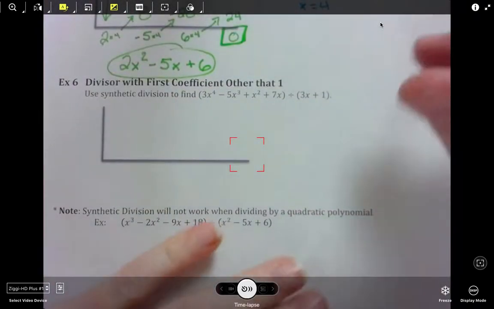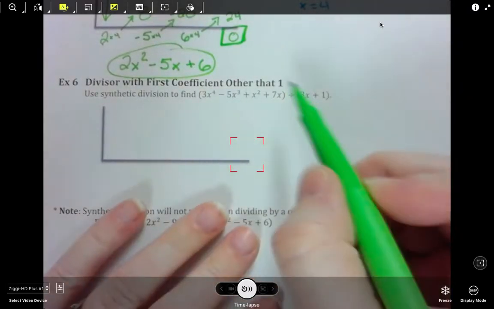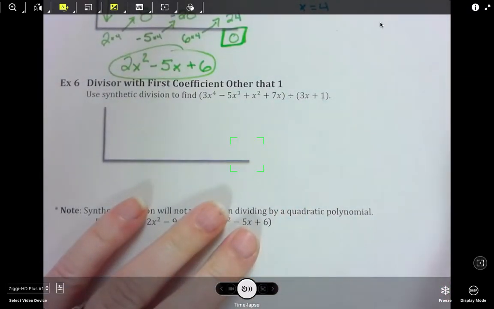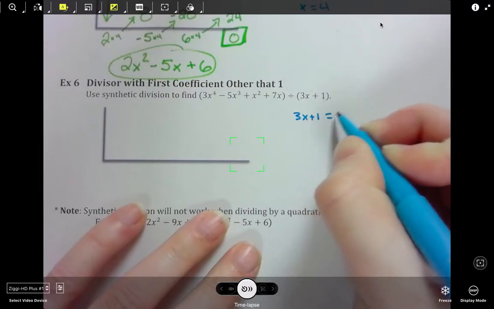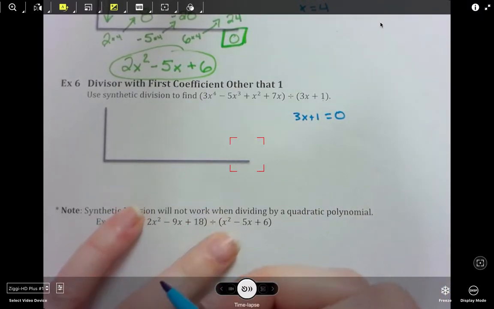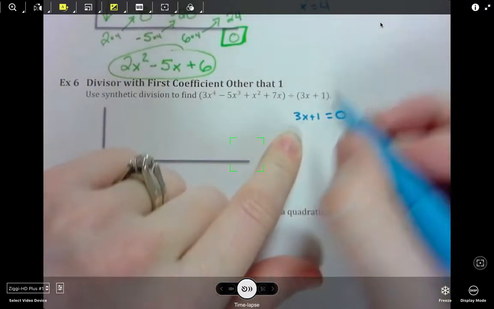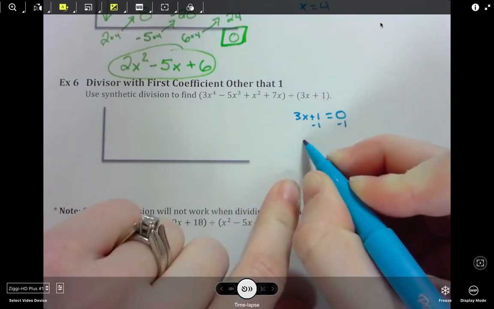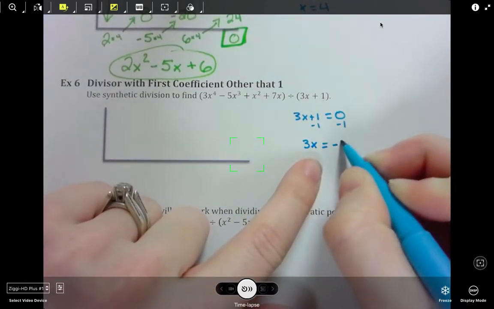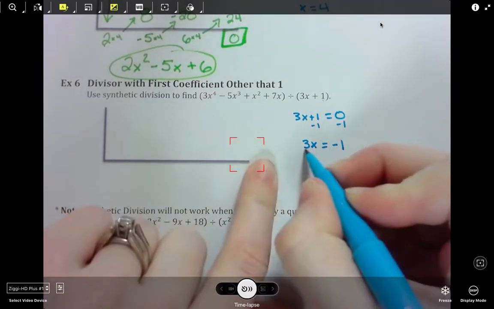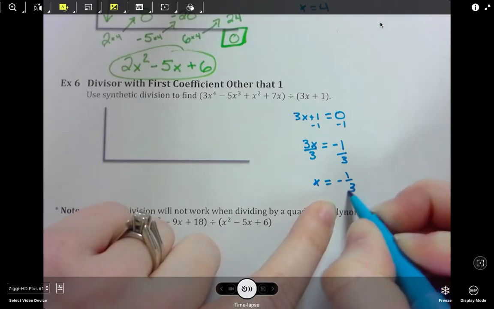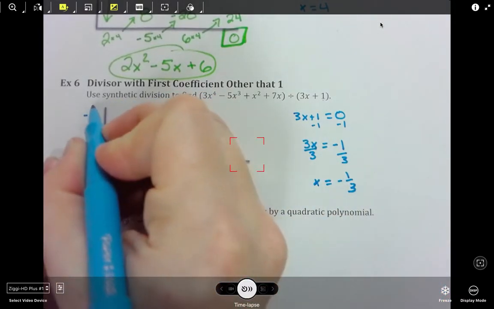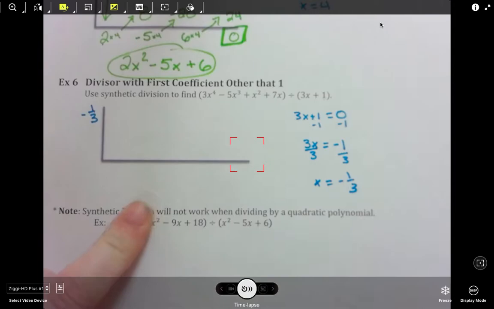Example 6, the same thing, except this one's just a little bit trickier. We are dividing by 3x plus 1 instead. Okay, so this is kind of where it's important to remember to set that 3x plus 1 equal to 0. Okay, so 3x plus 1 equal to 0, if I were solving for x there, I would subtract the 1 first. So 3x would be equal to negative 1 there, all right? Then I would divide by 3, so x equals negative 1/3. And that's going to be the number that I'm going to put out in front here, negative 1/3, okay?